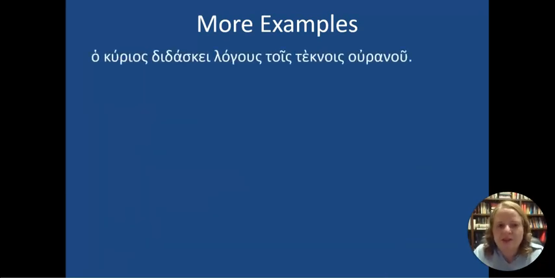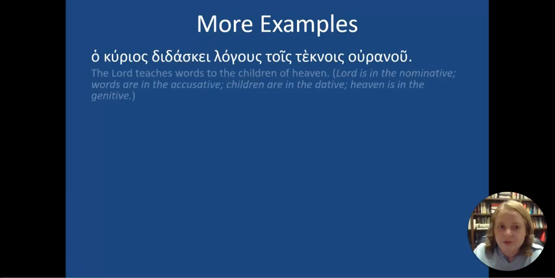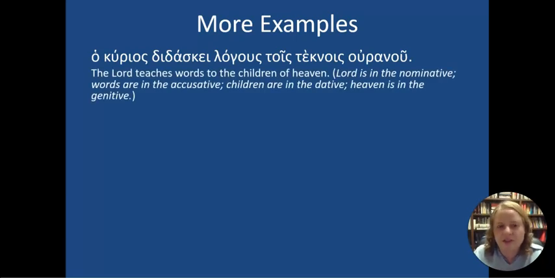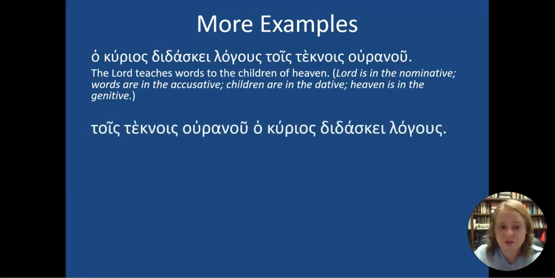Okay, here are some more examples. Ha kurios didaske logos tois technois uranu. The Lord teaches words to the children of heaven. I find my verb. He, she, or it teaches. Who has to teach? The thing that's in the nominative. The Lord teaches words to the children of heaven.